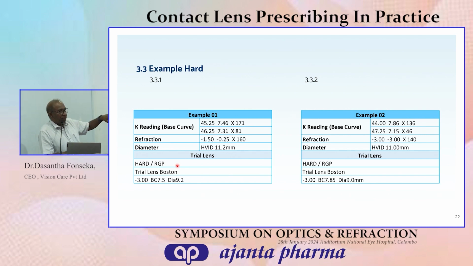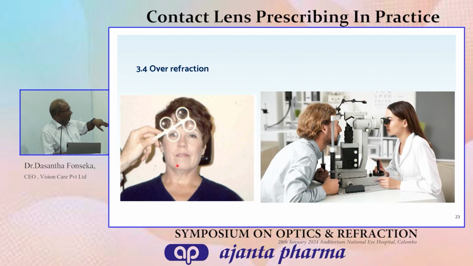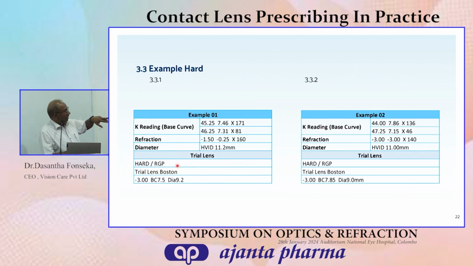When you do the over refraction on this, the cylinder will be taken over by the tear lens. With the lens and the cornea, there will be a tear lens, and the tear lens will take up the astigmatism. So in hard lenses, it won't take the shape of the cornea. Because of the tear film, I can't draw it. We'll go back to it. The tear film will take up astigmatism up to minus 3, minus 4.